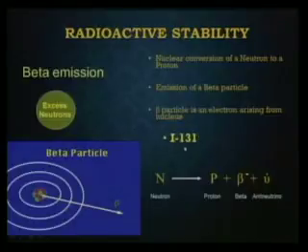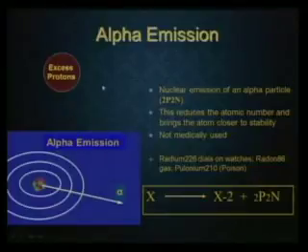And the most common one that we use in medicine is I-131, which is a beta emitter. For alpha emissions, those that have excess protons, the best way to get rid of excess protons is by alpha emission. So alpha emission is basically a helium nucleus, 2 protons, 2 neutrons, and they get ejected from the nucleus. And the atom becomes smaller in size. It gets rid of 2 positive charges and 2 neutrons.